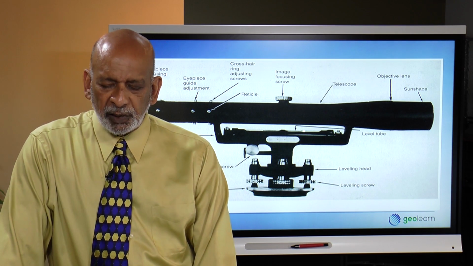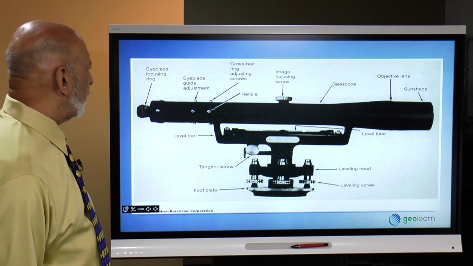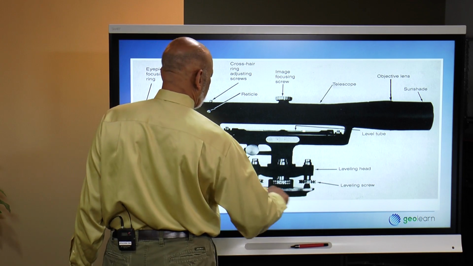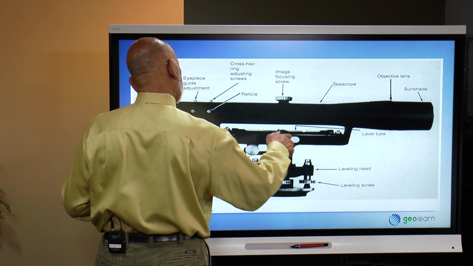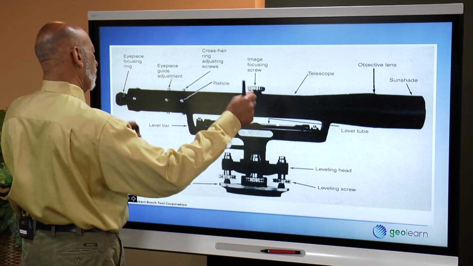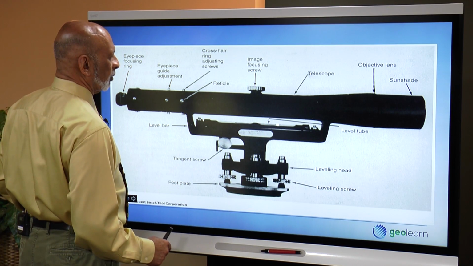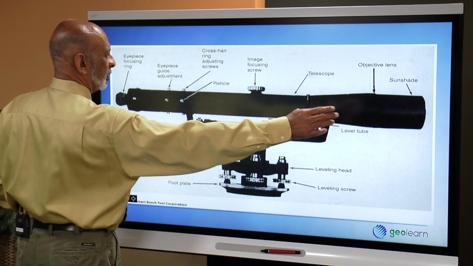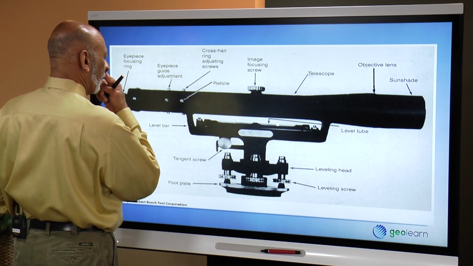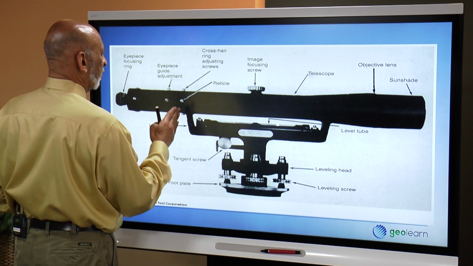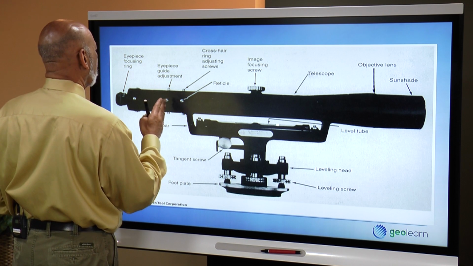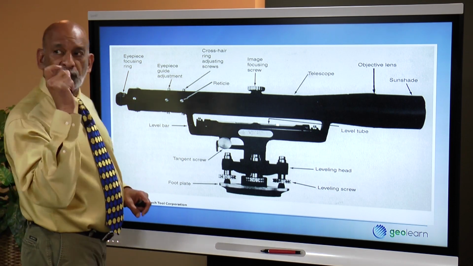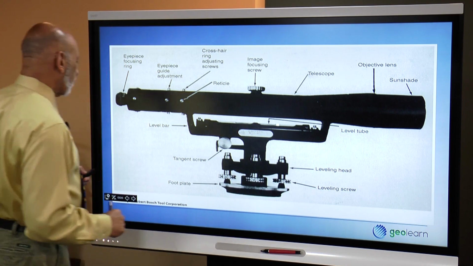So here's an older style level referred to as a dumpy level. So you have leveling screws. This thing attaches to a tripod, and there's a long bubble, so you can center up the level bubble. There's focusing for the telescope so that you can get the bubble in focus. You have a reticle that's mounted in there, and then you have focusing for the eyepiece so that you can get the crosshairs into focus.